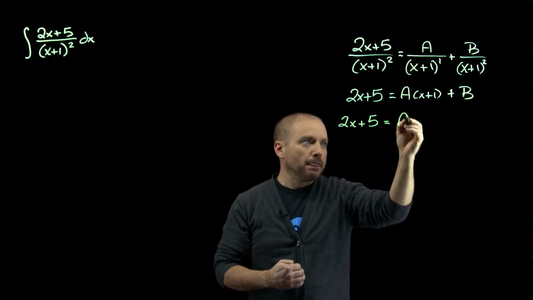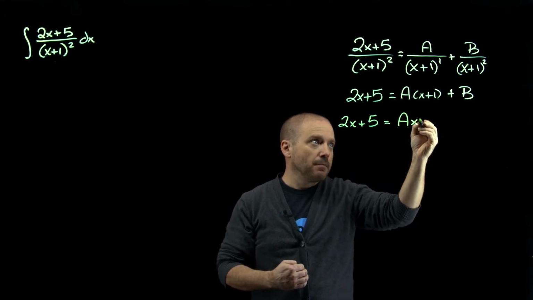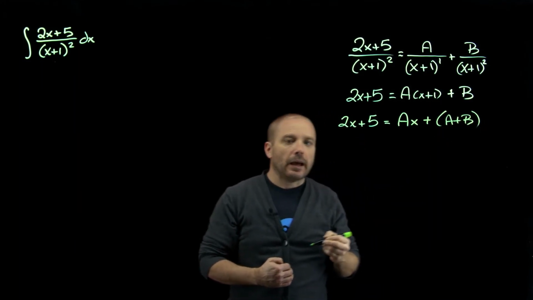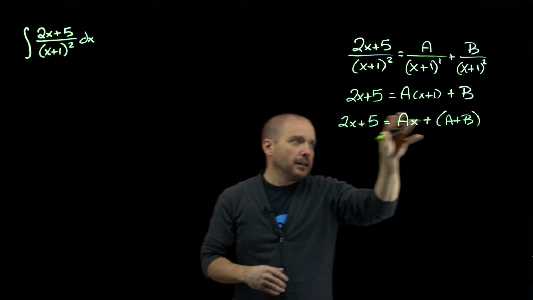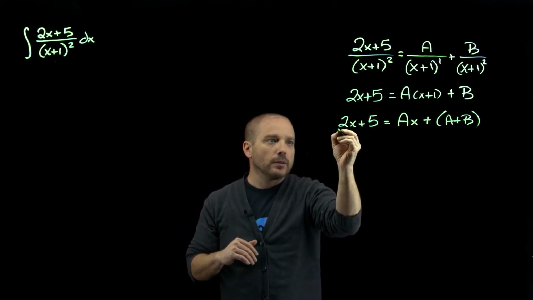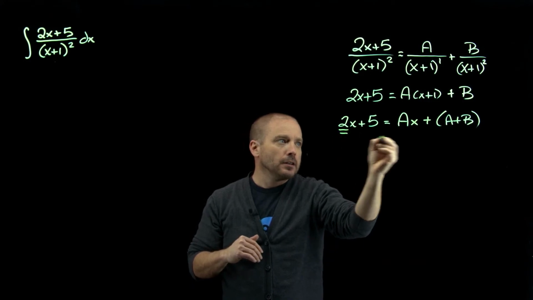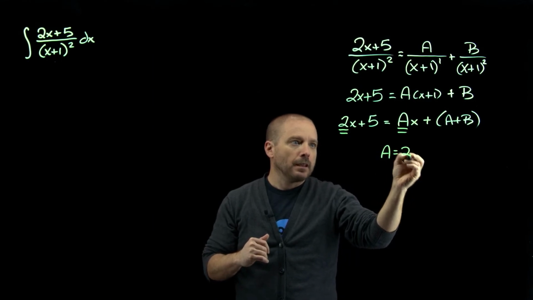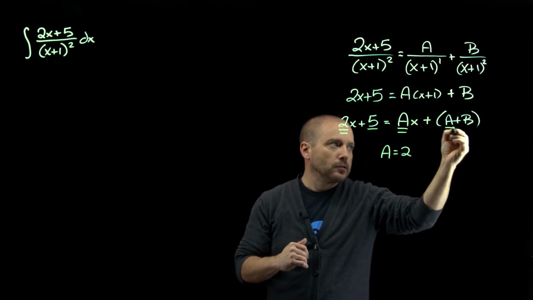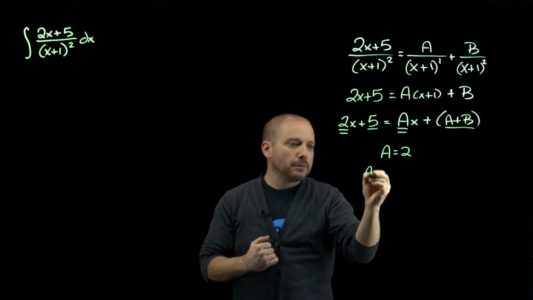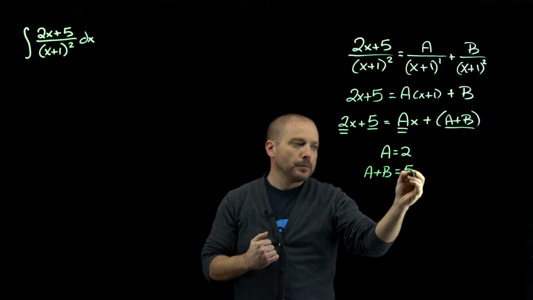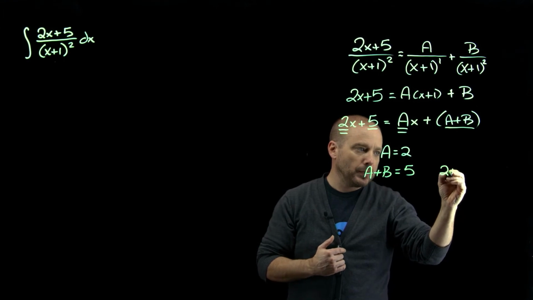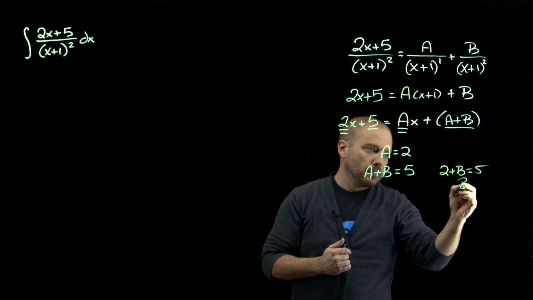So distributing, the coefficient on x is just a. Then we have a plus b for our constant. Now we match our coefficients. Remember, this is an identity. Left and right-hand side should be equal for all x. So the only way that's true is if they're the same polynomial. So the coefficient on x should be the same on both sides. So a has to be 2. And the constant should be the same on both sides. So a plus b has to be 5. Which means a is 2. Nothing to do there. So plugging in here, 2 plus b is 5. B is 3.